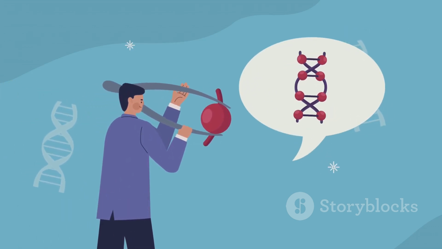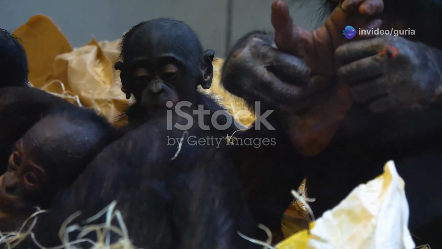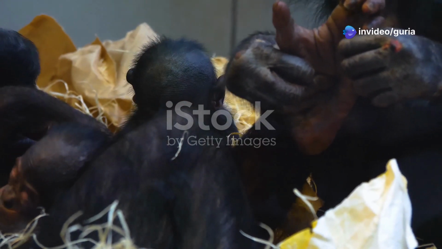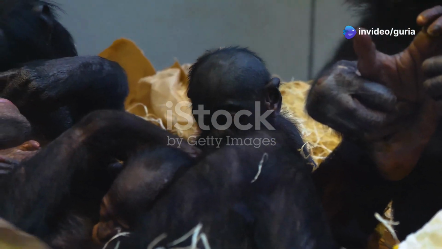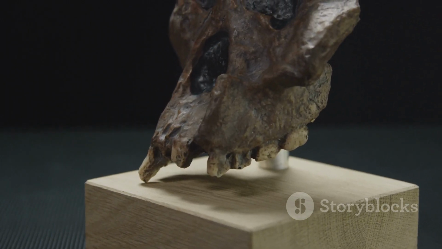Phylogenetic analysis has been instrumental in understanding our own evolutionary journey. By comparing our DNA to that of our closest living relatives, chimpanzees and bonobos, scientists have traced our lineage back to a common ancestor that lived around 6 to 8 million years ago.